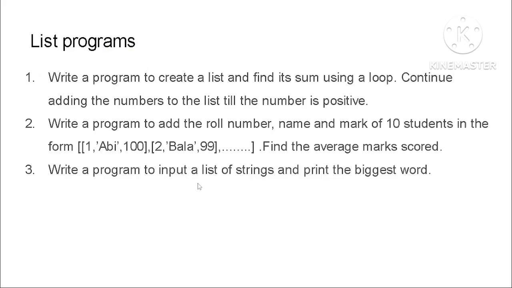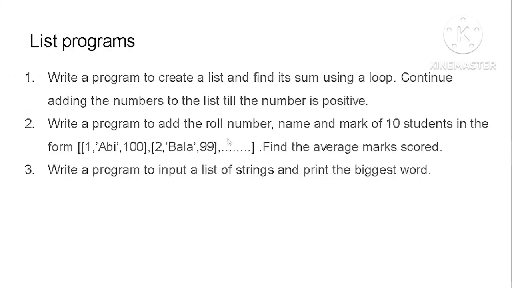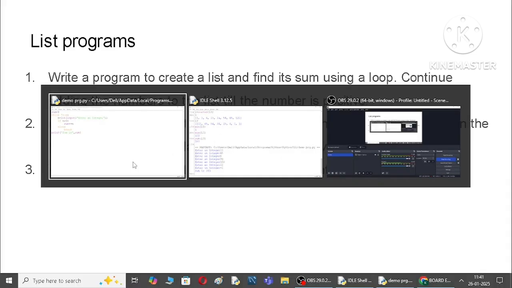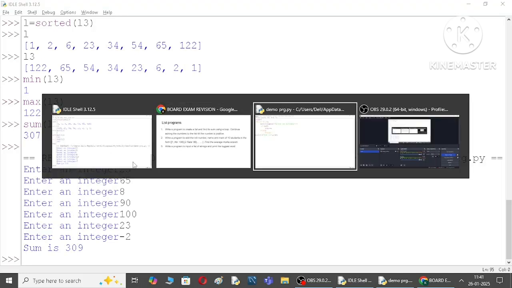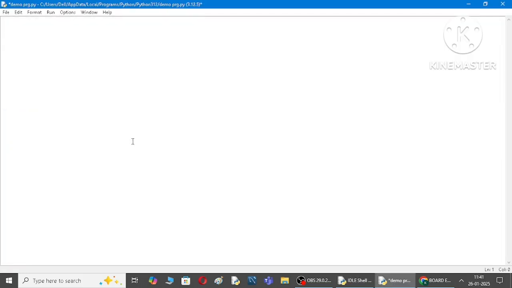Okay. So let's look at the next program. Write a program to add the roll number, name and mark of 10 students in the form of a nested list. So this is actually something like a stack program. You have to keep adding the details of 10 students in this format. So for this, you first need a list, right? So list1 is equal to an empty list.